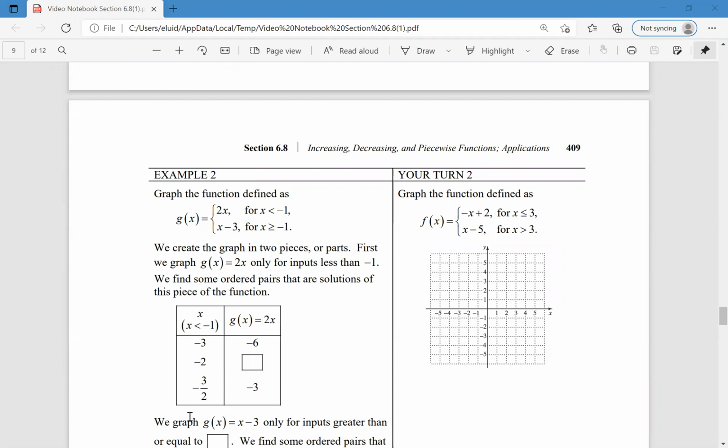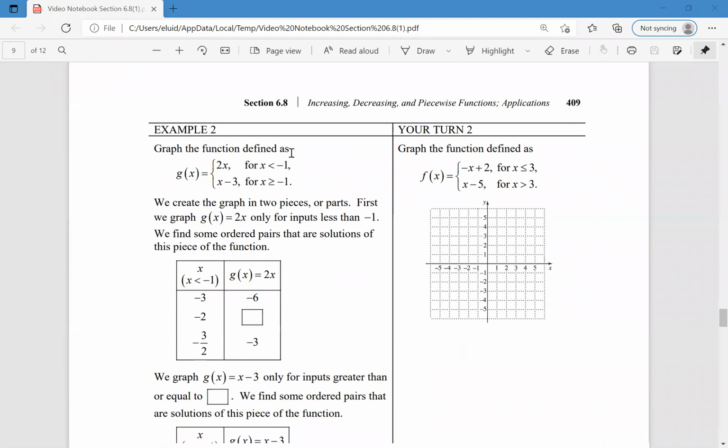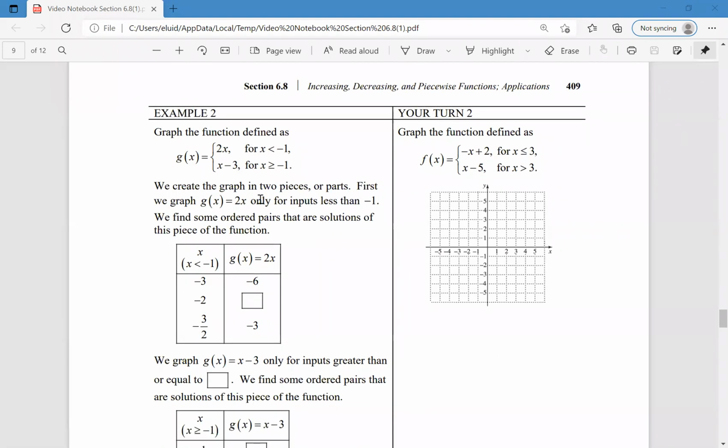So they just picked some numbers. Why did they pick a fraction? I don't have a good reason for you. So I wouldn't have picked that one personally. It doesn't really matter as long as you're picking numbers that are less than -1. I guess they probably picked this fraction because it's close to -1. This -3/2 is technically -1.5.